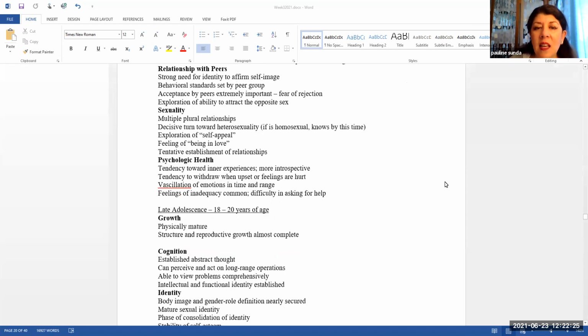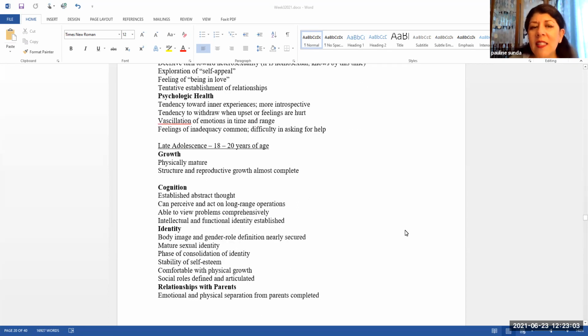In terms of sexuality, they will have multiple plural relationships. Typically, how they identify sexually is determined at this point. Some know earlier. So if they are homosexual or any other gender identity, typically they will know by this time. They definitely have those feelings of being in love and have tentative establishment of relationships.